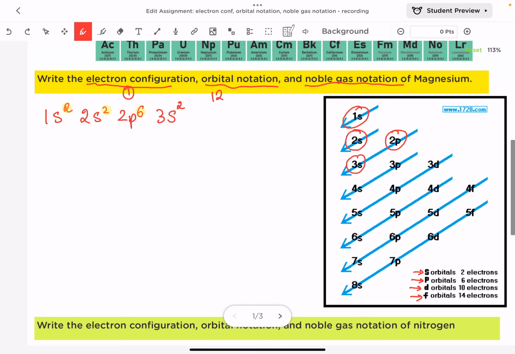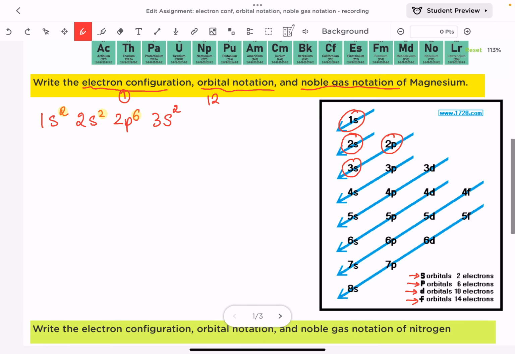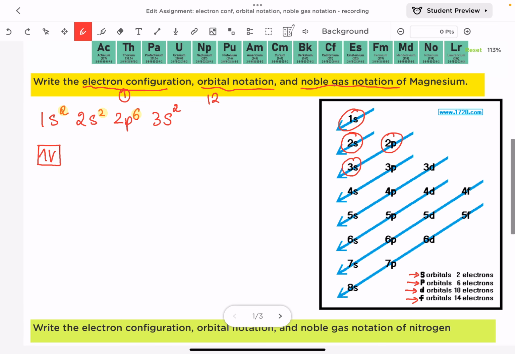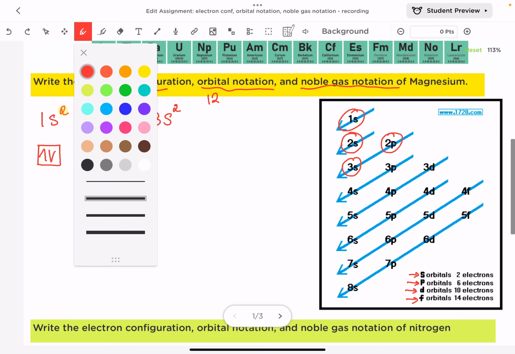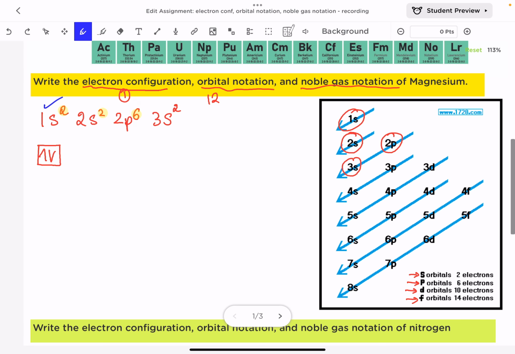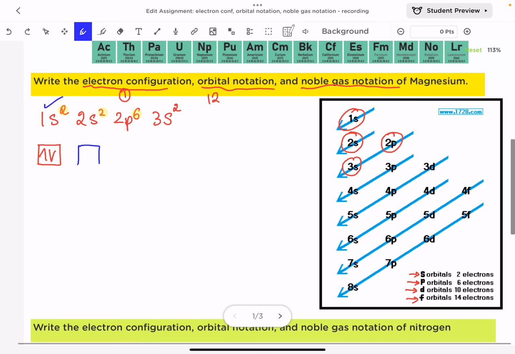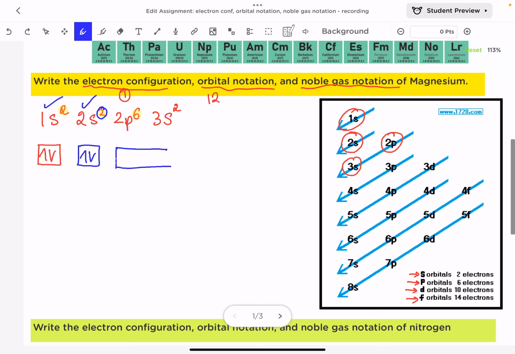Now, the orbital notation is the same, but we draw these orbitals. Instead of writing 1s, we draw the 1s. And we place in it 2 arrows representing 2 electrons. So this one, I draw it. Now, 2s, 2 electrons in the 2s. I'm done. Now the 2p6, the p has 3 orbitals.